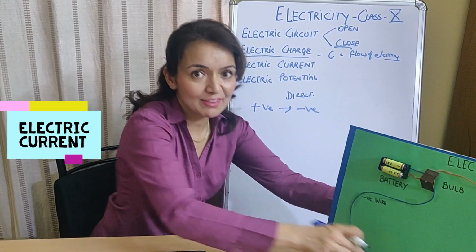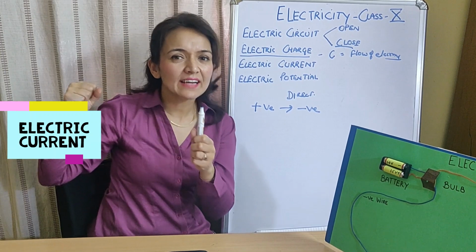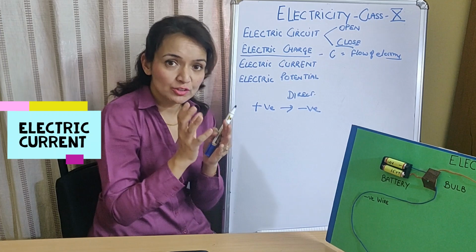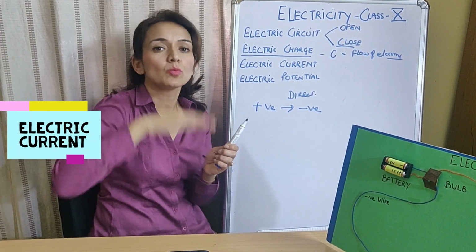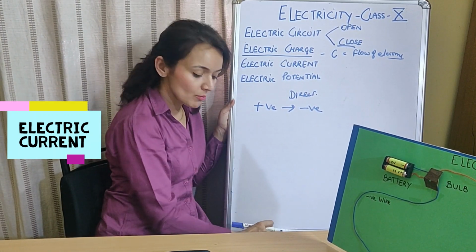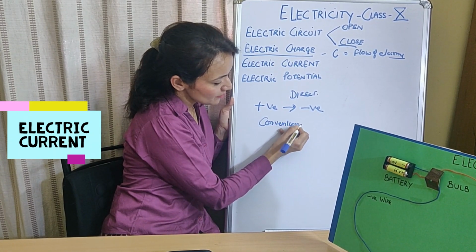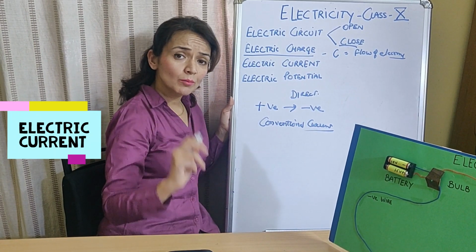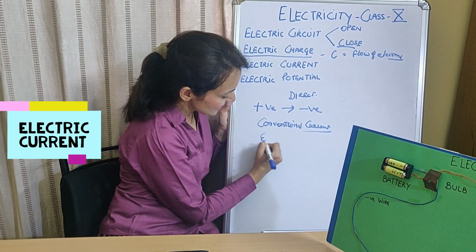Can I tell you why? Because electrons are negatively charged. So when I connect cell to the electrons, what will happen? These electrons will go and attract towards the positive terminal of the cell. So positive terminal of the cell will get maximum electrons. So they will start moving towards negative terminal. So that is how current starts flowing from positive to negative, and this is called conventional current. But you know, there is one more thing. There is one more direction of current, that is called electronic current.